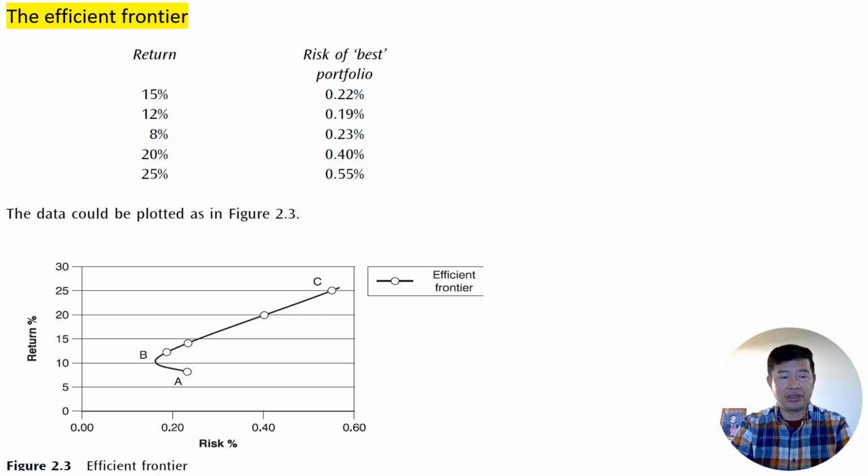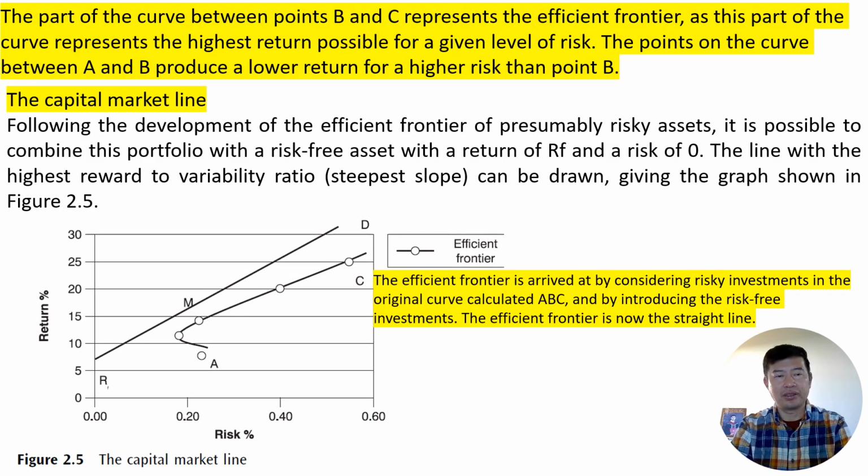Let's see what they explain. The part of the curve between B and C represents the efficient frontier. Why? Because you get more return over here, but a lot of risk at the same time. And the points of the curve between A and B produce a lower return for higher risk than point B. Lower return is not what investors want; an investor expects to get more return.